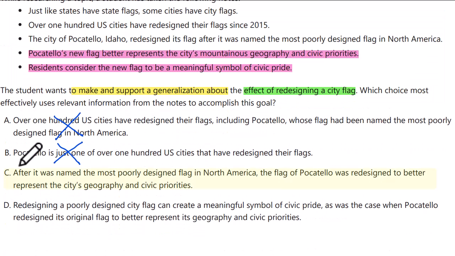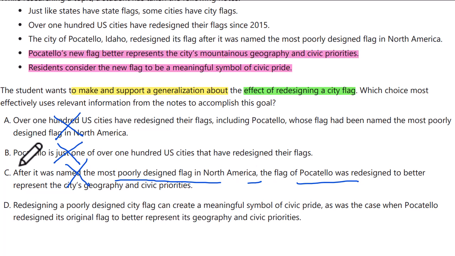C: After it was named the most poorly designed flag in North America, the flag of Pocatello was redesigned to better represent the city's geography and civic priorities. Okay, again, after it was named the most poorly designed flag, that's what happened. The flag of Pocatello was redesigned. That's literally what happened. It is not a generalization. We want to generalize beyond just Pocatello. The correct answer is going to be that abstraction, the idea that the examples show, and then it's going to point out also that Pocatello was one example of that generalization.